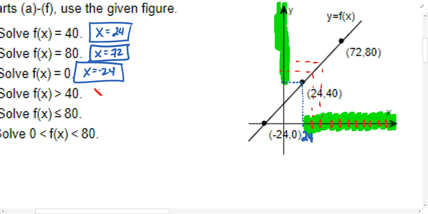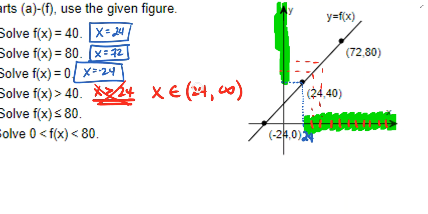So we could say that x has to be greater than 24, but that's not interval notation. That's more of a set notation, and that's not what we're after here. For interval notation, we would say something like this. We're looking for all x values that are an element of the list from 24 to infinity. Notice that we're not including the x value of 24, because when x is equal to 24, the y value is equal to 40, and we want all y values that are bigger than 40. Not equal to, but bigger than.